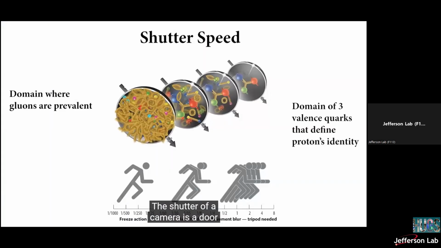The shutter of a camera is a door that opens for a definite time to allow selected light to reach the medium. This time can, for our accelerator, also be determined from the electron and the proton and can be equated with the value of Bjorken x. X can be interpreted as the fraction of momentum of the proton that is carried by the struck quark.